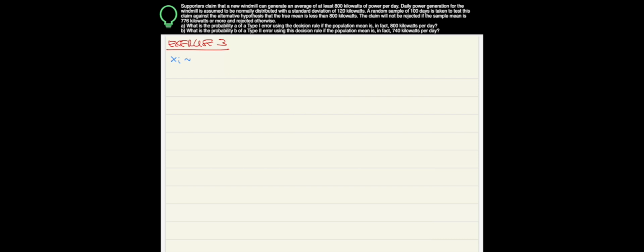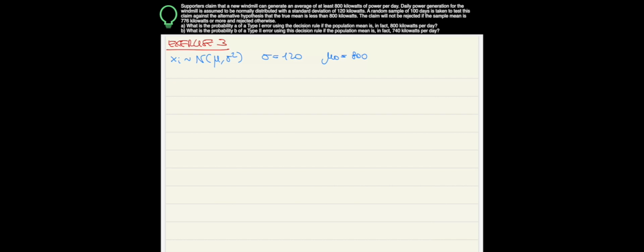So the daily production is assumed to be normally distributed with a standard deviation of 120, and under some assumption, this null hypothesis, our assumption mu0 is equal to 800.